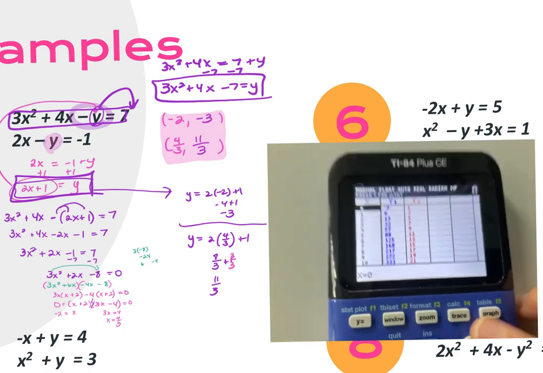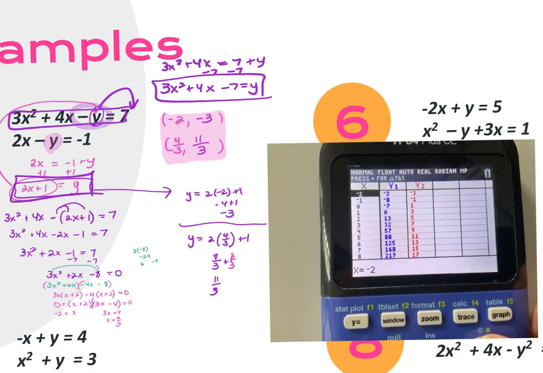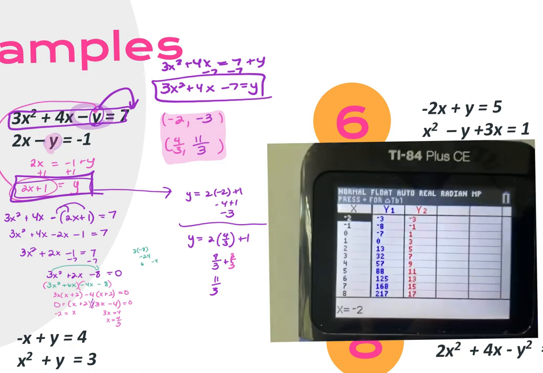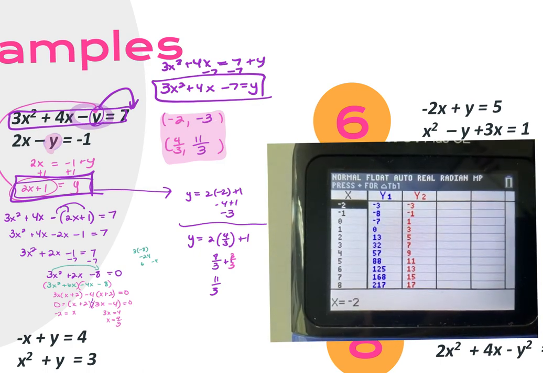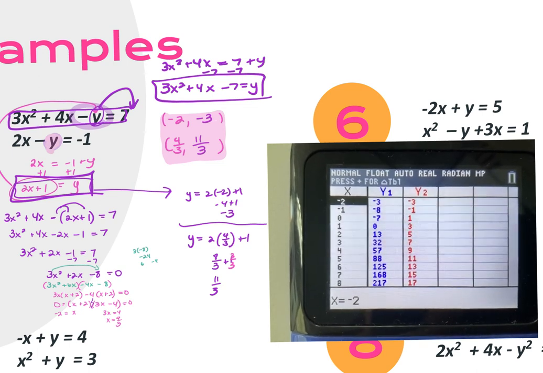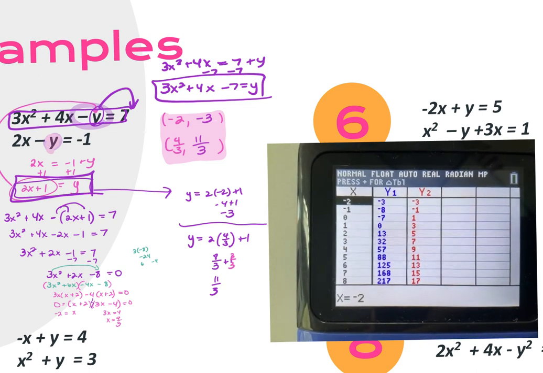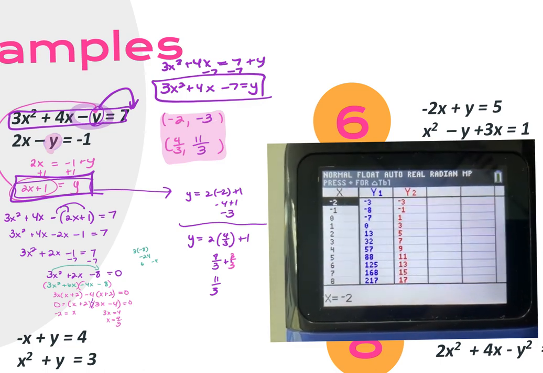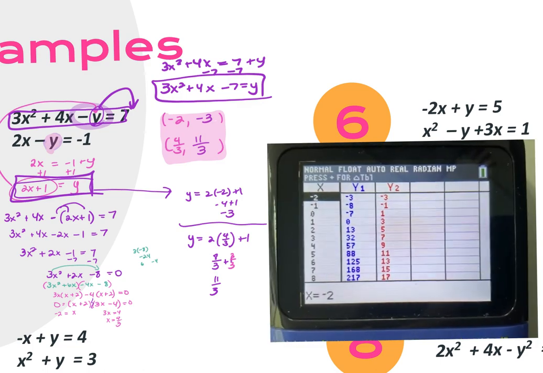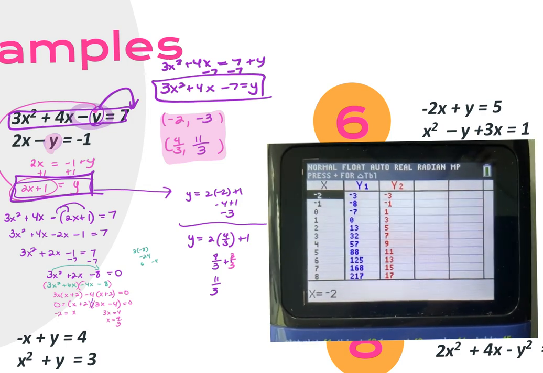So if I scroll up, if you look at -2, notice that the Y1 and the Y2 are both -3. That was one of my solutions. Again, this is only showing you the whole number solution. So you'd have to be able to find the decimal one using the trace. But that's always an option.